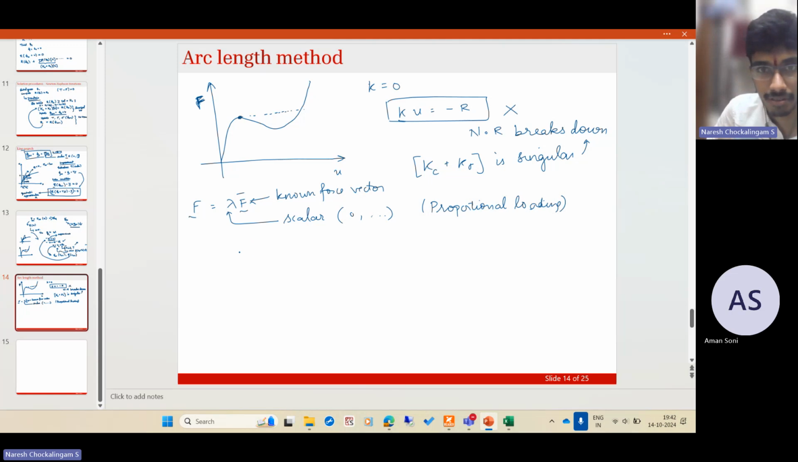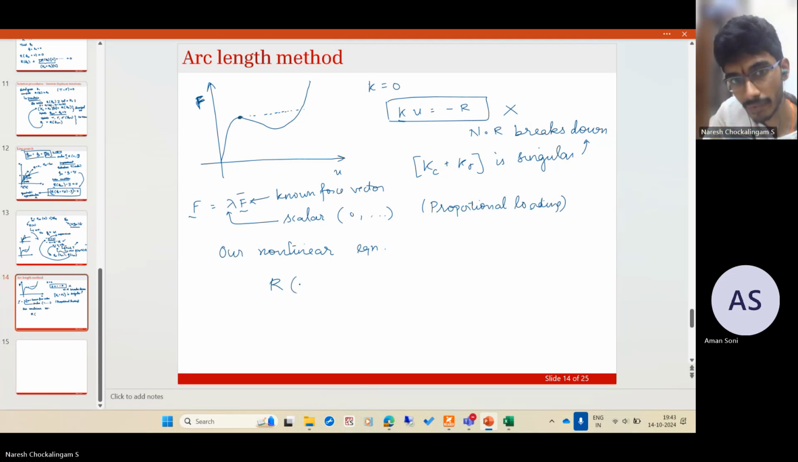So how do we do it? Again, our nonlinear equation is r of x_k comma lambda. Lambda also varies with every step, say lambda_k. So r of x_{k+1} comma lambda_{k+1} should be equal to 0. We want to force the residual at the k plus 1 step to 0.